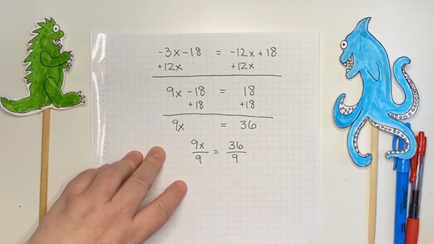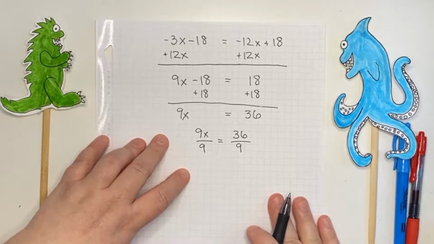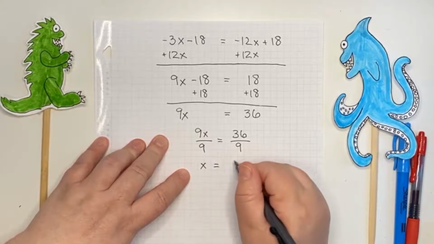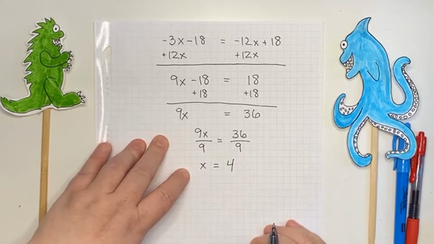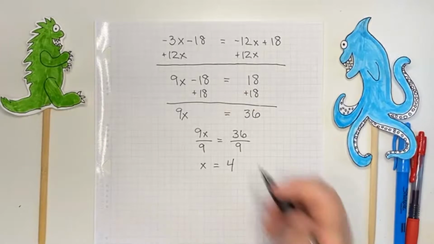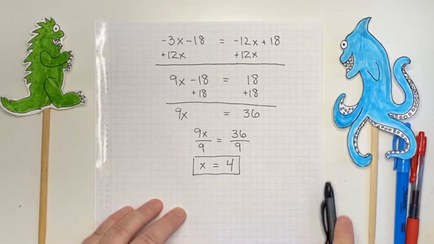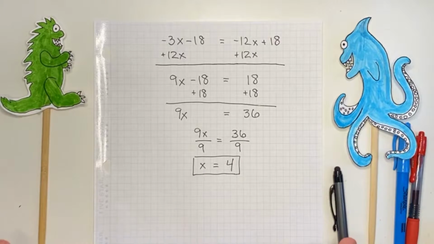Again, both sides. Remember, we got to work on balance. You got to be fair. You got to be balanced. Truly fair and balanced. Woohoo. X equals 4.